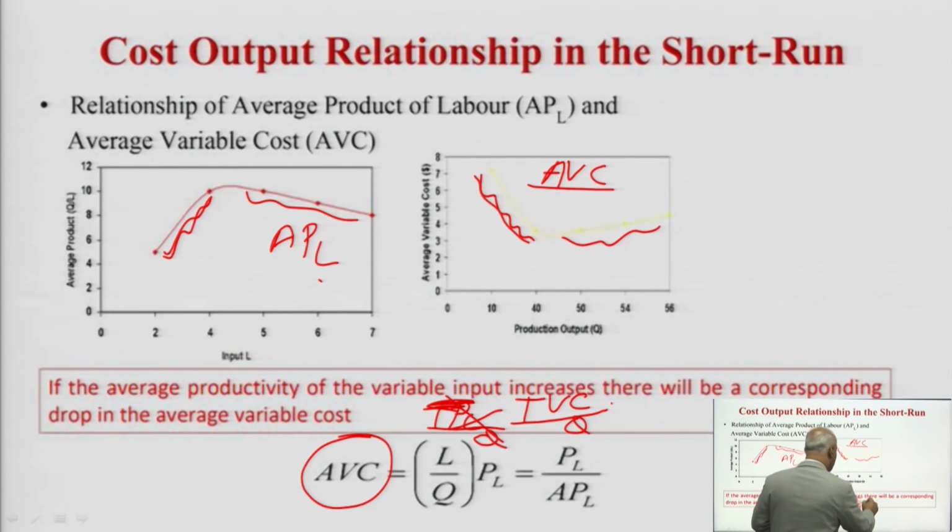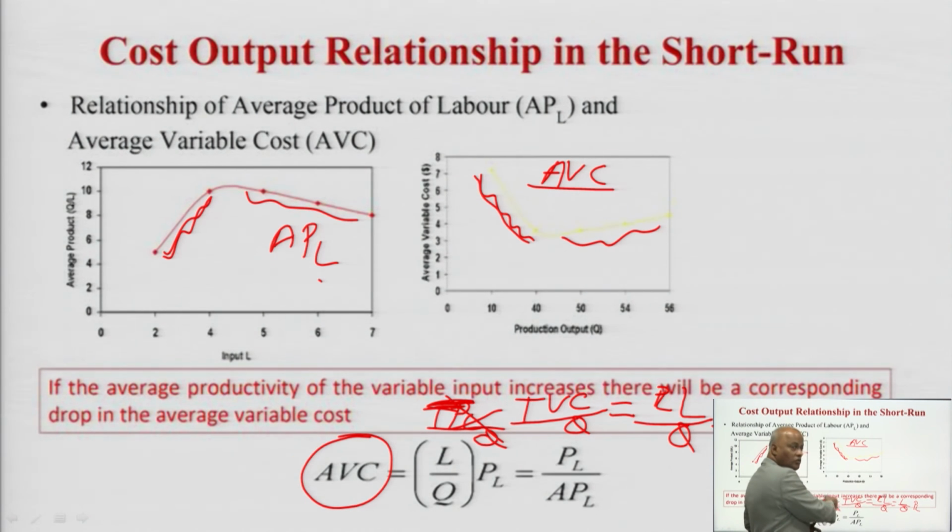Now, how are we calculating total variable cost? It is PL, the price of labor, multiplied by the labor units L, divided by Q. So we are finding L divided by Q into PL. Here PL is taken in the numerator, and L divided by Q will change position, so you will find Q by L, and Q by L is nothing but the average product of labor. That is why average product of labor and average variable cost are inversely related.